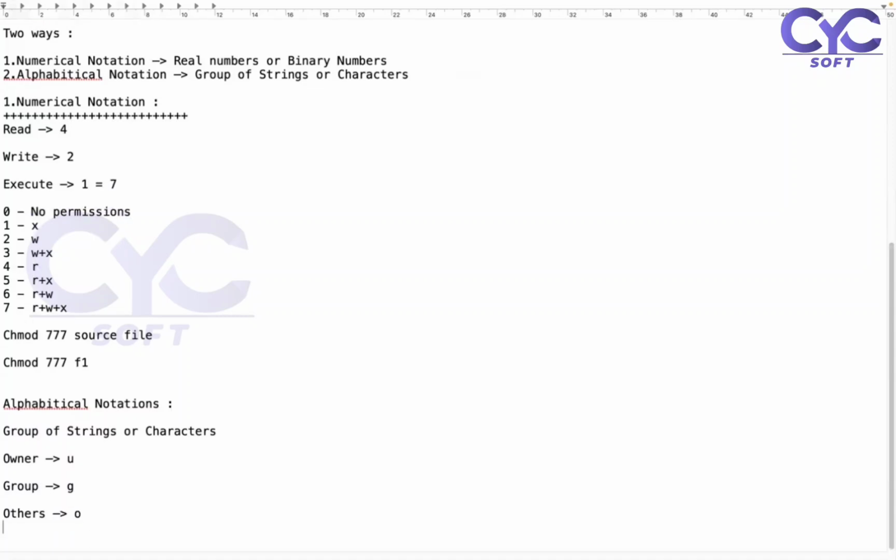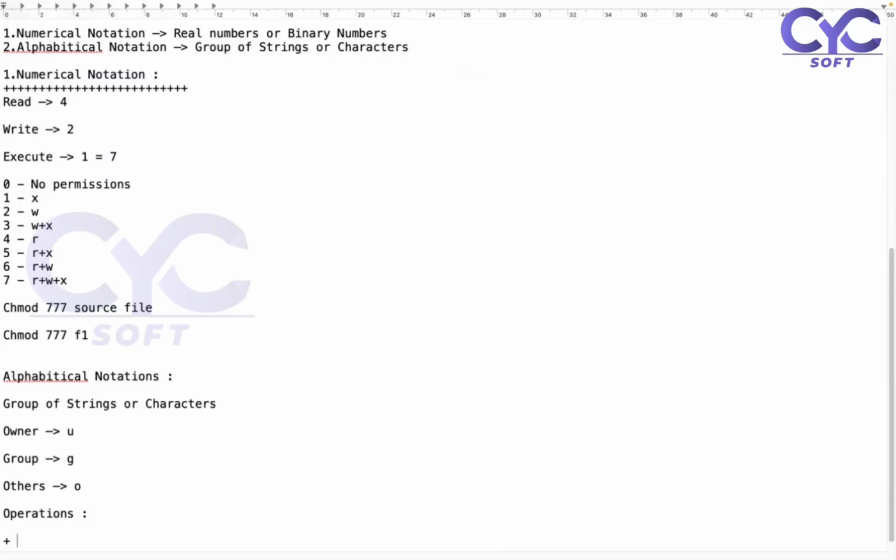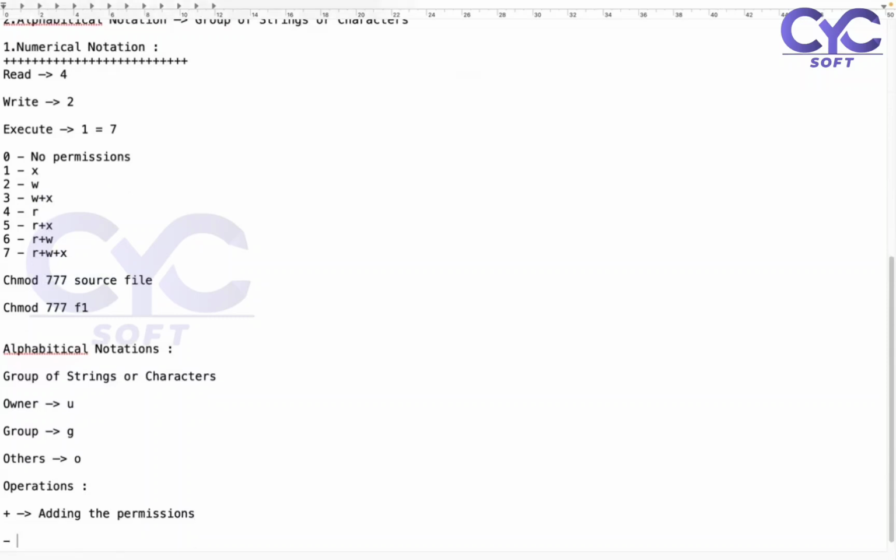And here we are going with operations. Plus stands for adding the permissions, and minus stands for removing the permissions. So, adding the permissions, removing the permissions.